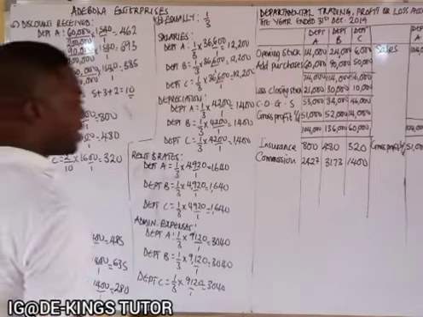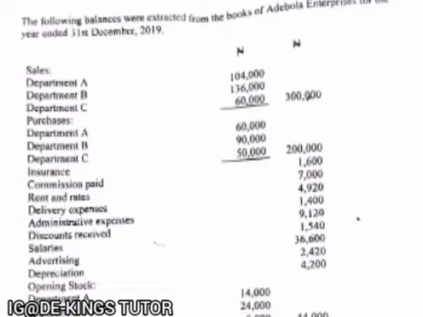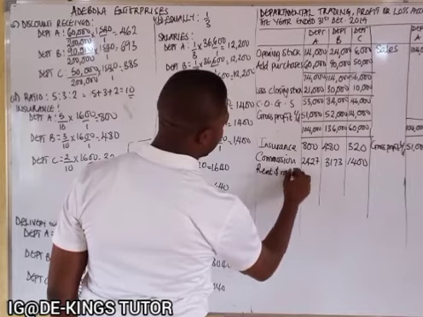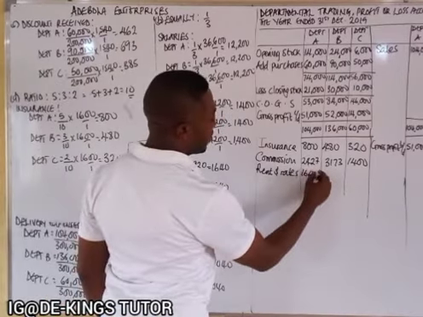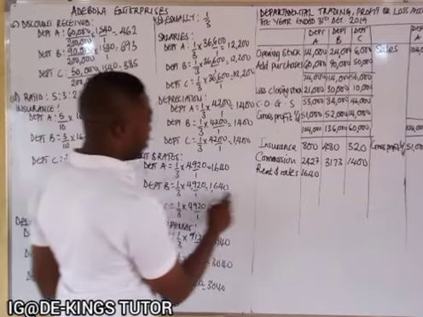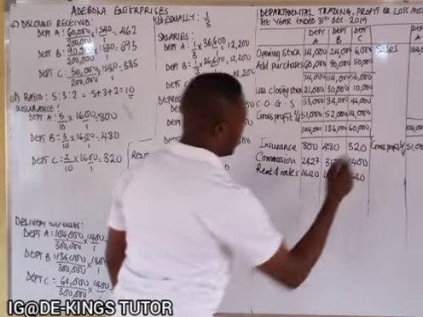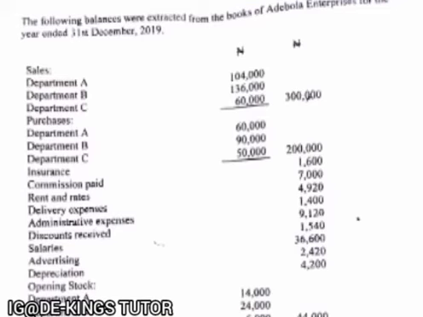Okay, that's for the commission. The next one is rent and rates. Look at rent and rates here. Department A 1,640, Department B 1,640, and Department C 1,640. It is equal.